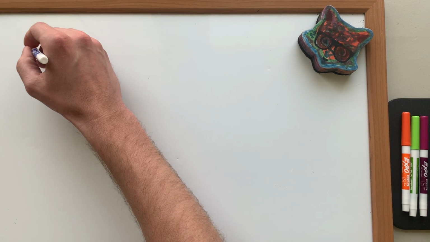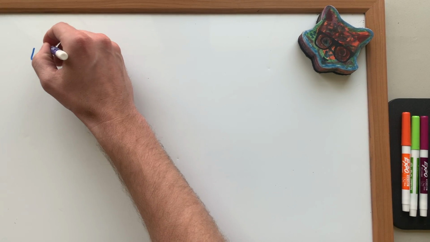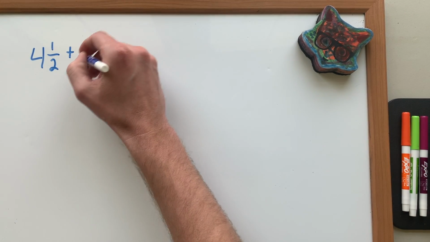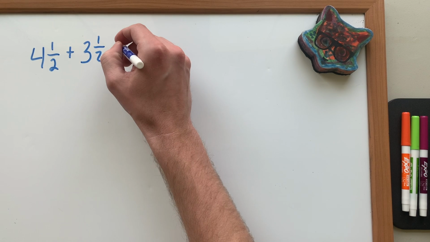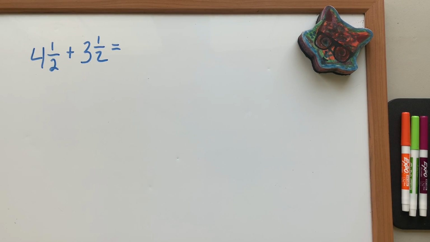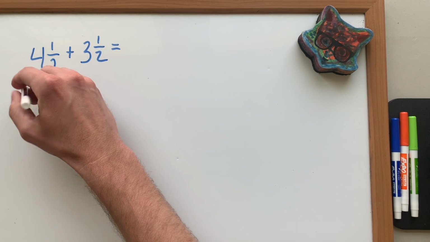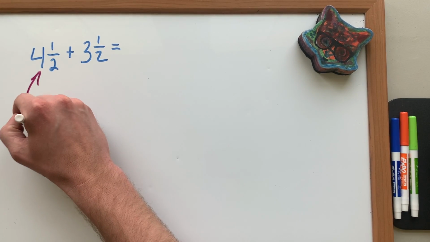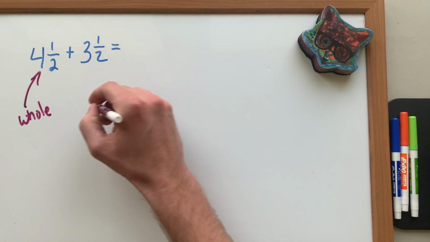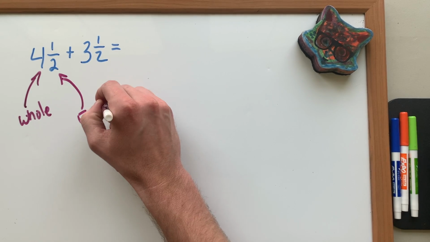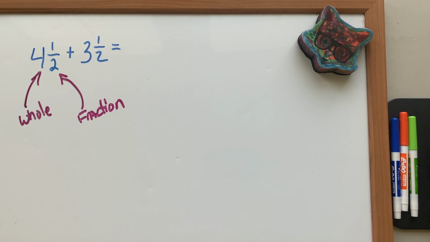Let's go ahead and write out two mixed fractions and add them together. 4 1/2 plus 3 1/2. And what is that equal to? Well, let's talk about what a mixed fraction is really quick. A mixed fraction is a fraction that has a whole part and it also has a fraction part. And they're mixed together, just like mixing things in a bowl.